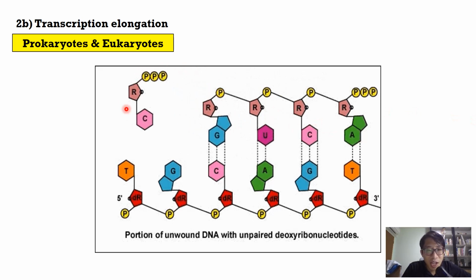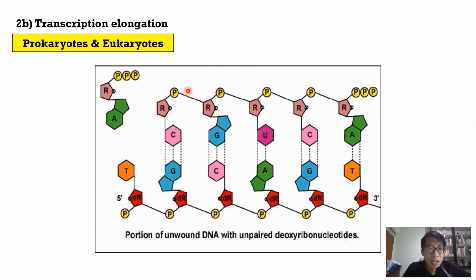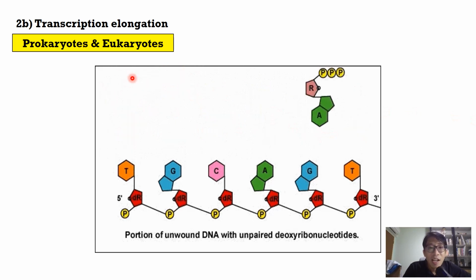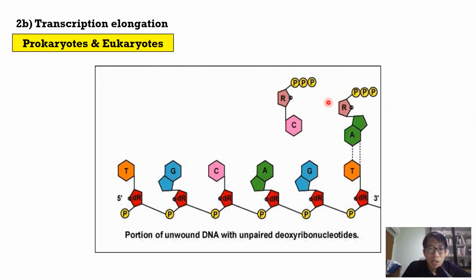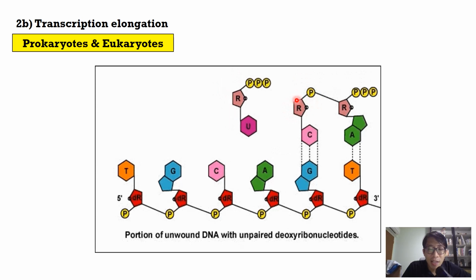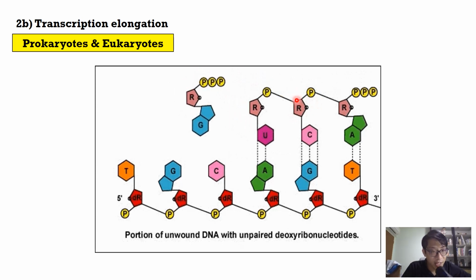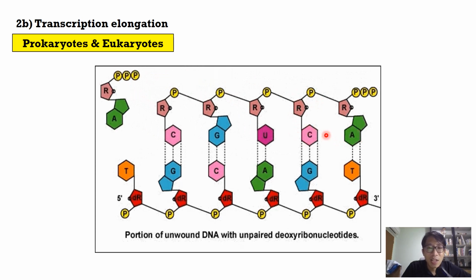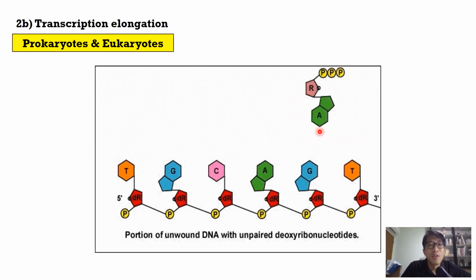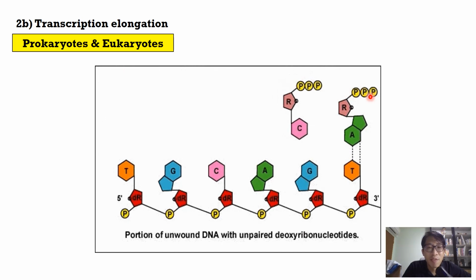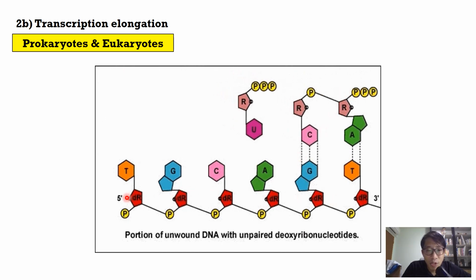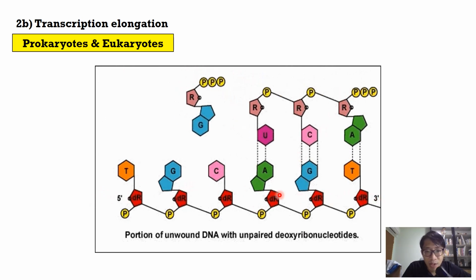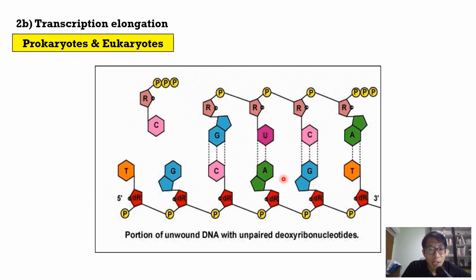Let's look more closely at the binding of the free nucleotides. The free nucleotide comes in. It is always in the form of a triphosphate, so it's a particular nitrogenous base nucleoside triphosphate, for example adenosine triphosphate, cytosine triphosphate, and so on. It will bind to the exposed template strand via complementary base pairing.